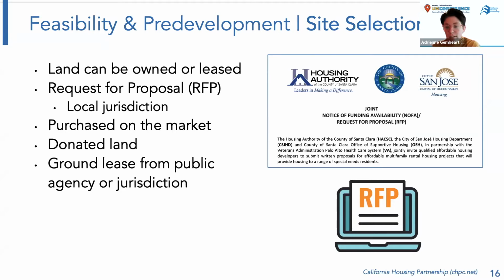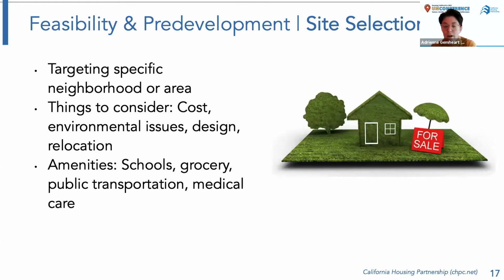Land can be purchased on the market. It can be donated, or there can be a ground lease where the public agency retains ownership, but the land is leased for the development of affordable housing. And there are a handful of things to consider when looking for land. One might be if your organization is targeting a specific neighborhood or area, so the location of the site. Other things to consider are the cost. Is it financially feasible to move forward with the given piece of land?